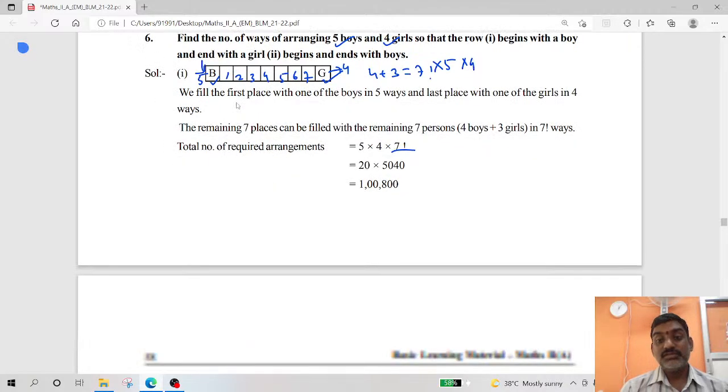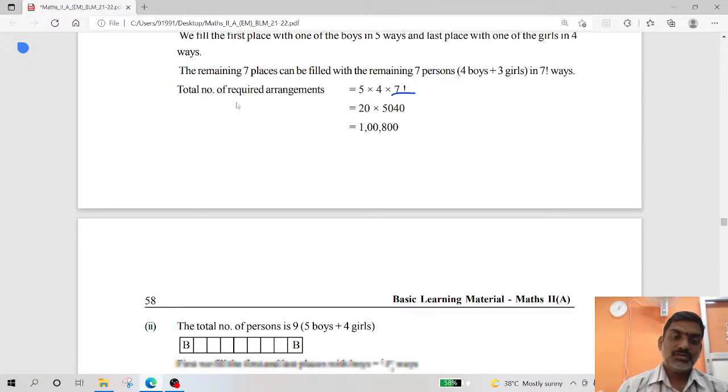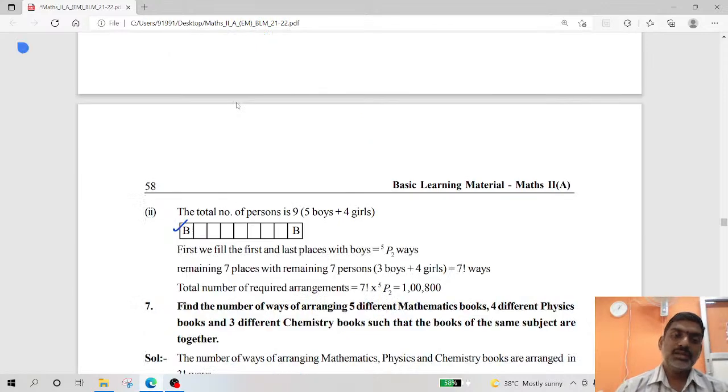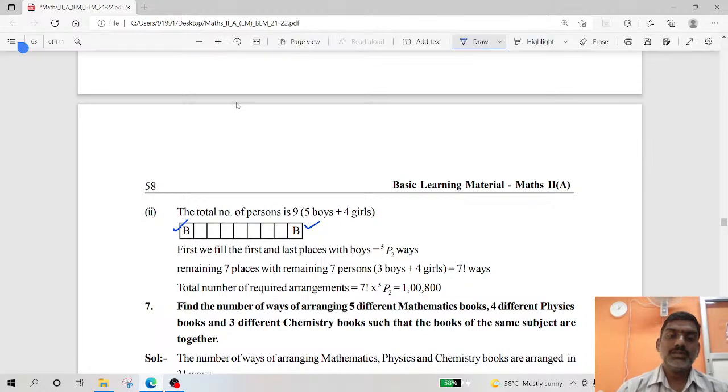Second question: begins and ends with a boy. Let us see the diagram here. So beginning and ending with a boy, here we have a boy, here also we have a boy. So 2 places. Totally how many boys? 5 boys. 2 places with 5 boys, 5P2 ways. Next, the remaining positions: 1, 2, 3, 4, 5, 6, 7. Out of 9, 2 have gone. The remaining 7 places can be filled with the 7 boys and girls in 7 factorial ways. So finally, what is our answer? 5P2 times 7 factorial. Clear?